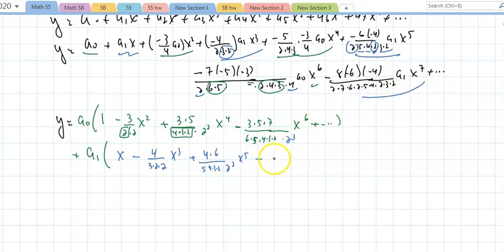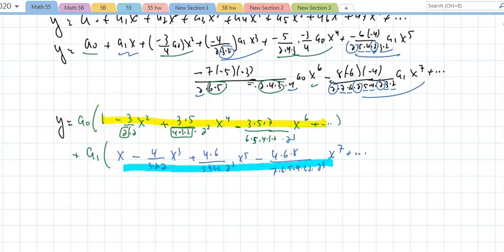is x to the 7 negative or positive? Negative. It's going to be 4 times 6 times 8 over, and let's see, I'm looking at 7, 6, 5, 4, 3, and 2, 7 times 6 times 5 times 4 times 3 times 2, and I'm left with a 2 times 2 times 2, which is 2 cubed x to the 7, and the list goes on. So, if I really look at this, I could say that this is y1, and this is y2. So, y1 is right there, and y2 is right there.